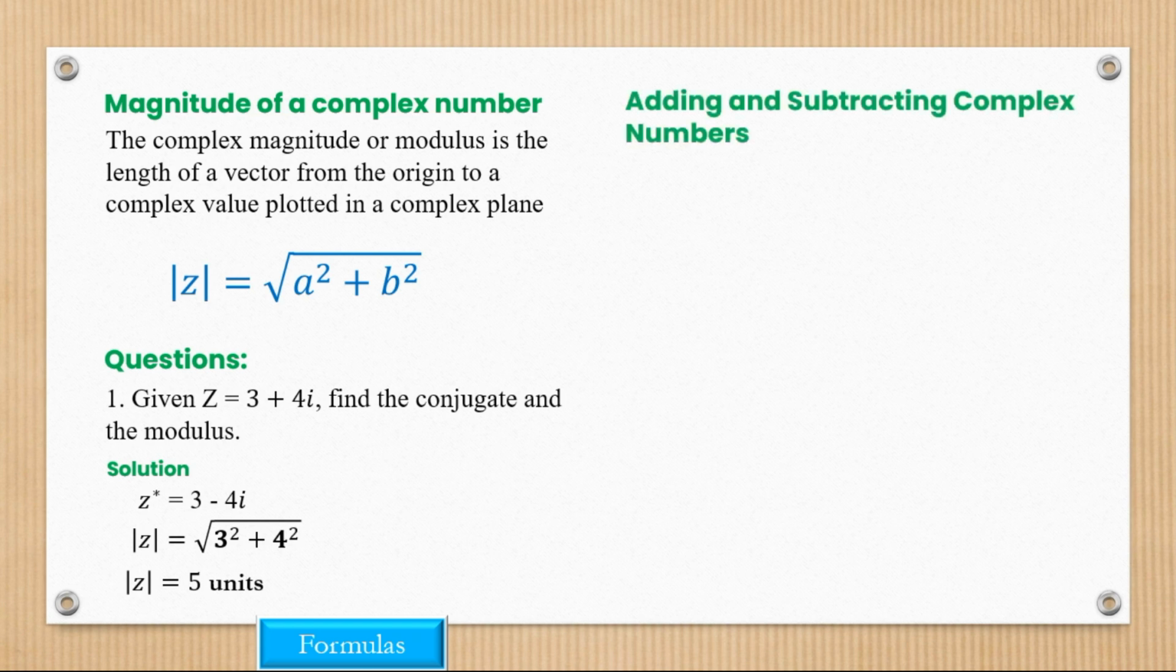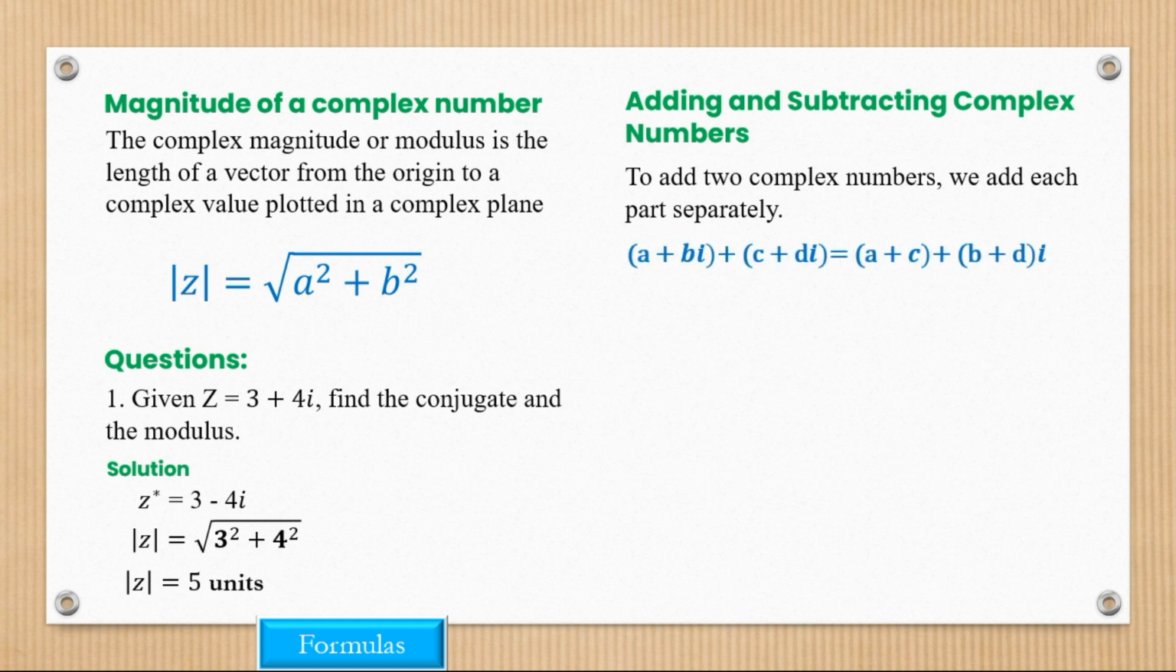Alright, so let's look at a new part. Let's look at addition and subtraction of complex numbers. So to add two complex numbers, we add each part separately. What this means is we add the real part to the other real part, then we also add the imaginary part to the other imaginary part.